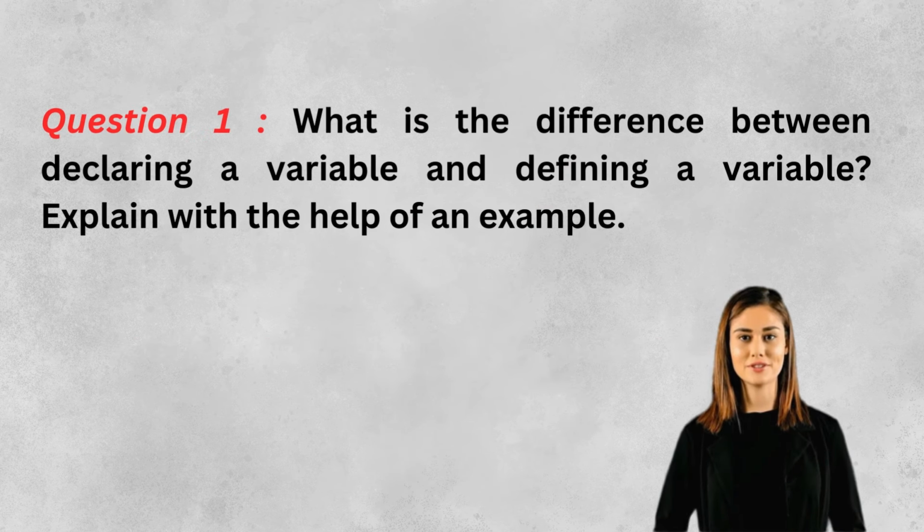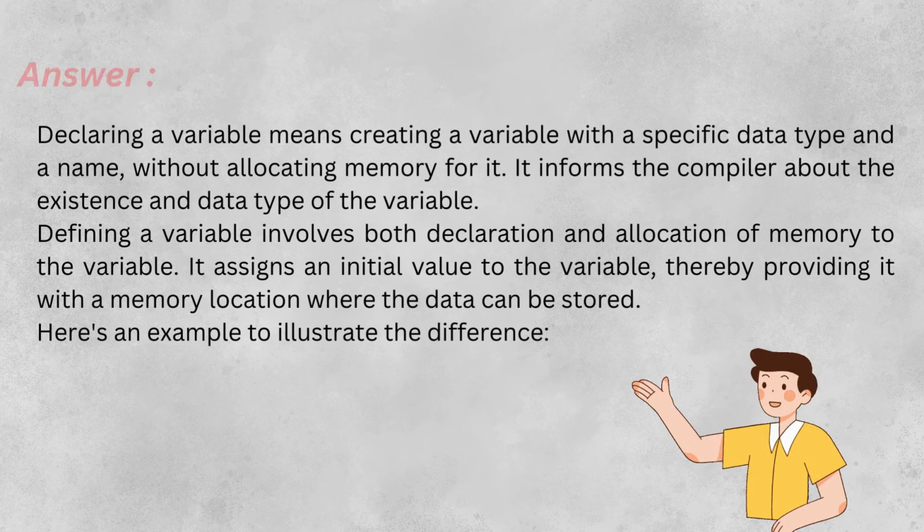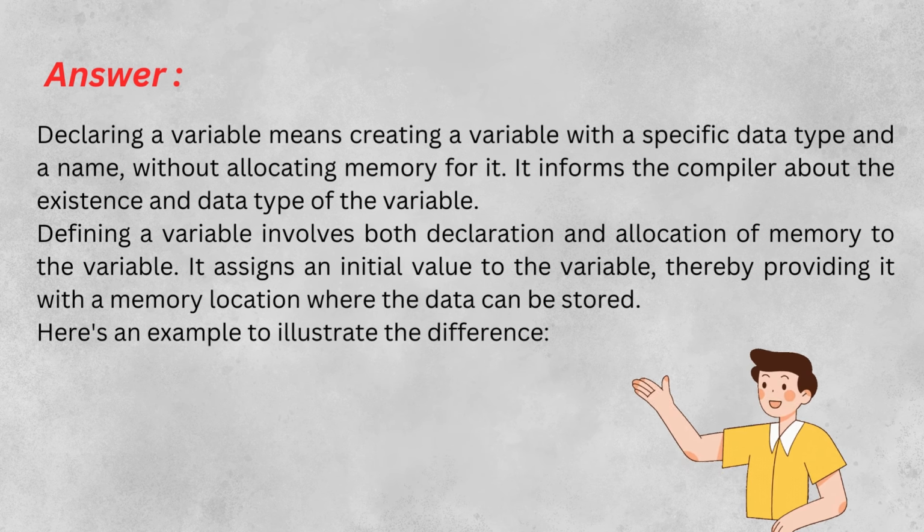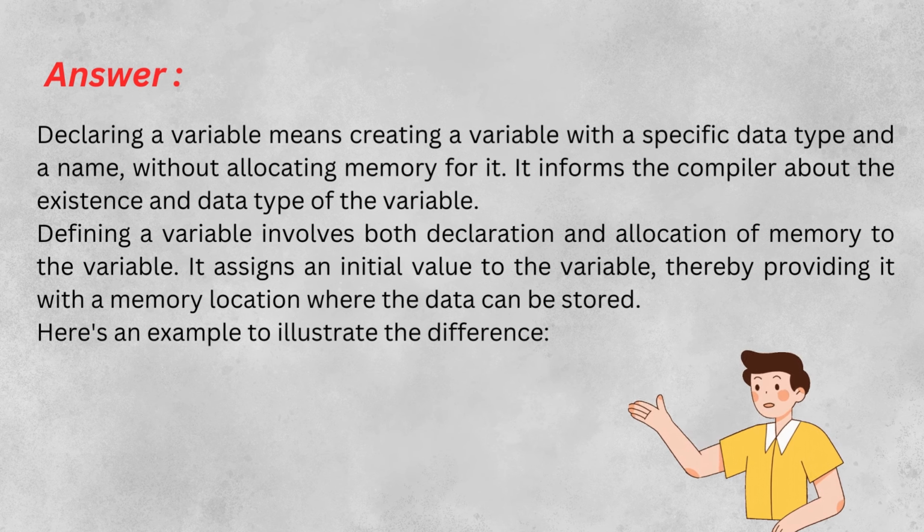Question 1. What is the difference between declaring a variable and defining a variable? Explain with the help of an example. Declaring a variable means creating a variable with a specific data type and a name, without allocating memory for it. It informs the compiler about the existence and data type of the variable.